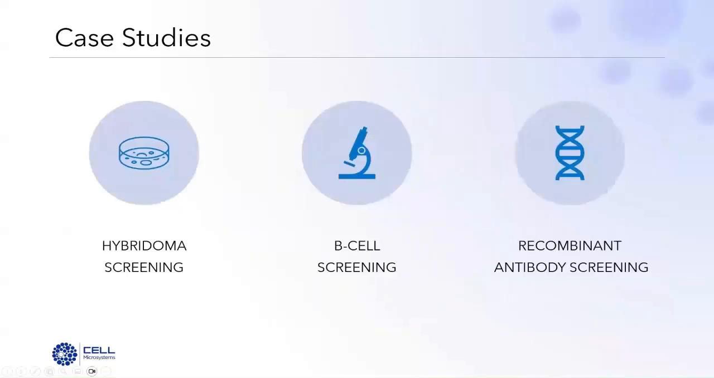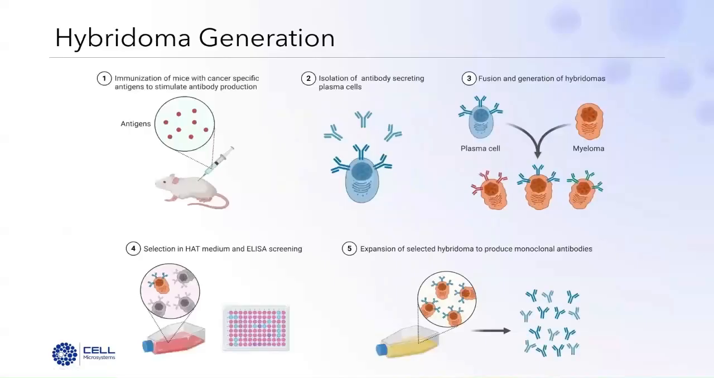So for the remainder of the talk, I'm going to show you how we have leveraged the assay that we've built in 3 common antibody discovery workflows: hybridoma screening, B-cell screening, and then ultimately your recombinant antibody production screening. So the first case study I'm going to talk to you about was using hybridoma cell lines.